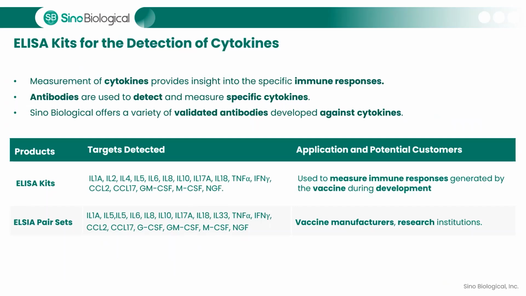ELISA kits are used to measure the amount of cytokines such as TNF-alpha, IL-2, interferon gamma, and other cytokines, providing insight into the specific immune response. Sino Biological offers a variety of validated ELISA kits and antibody pair sets developed against a lot of cytokines to monitor and detect the residual cytokines.